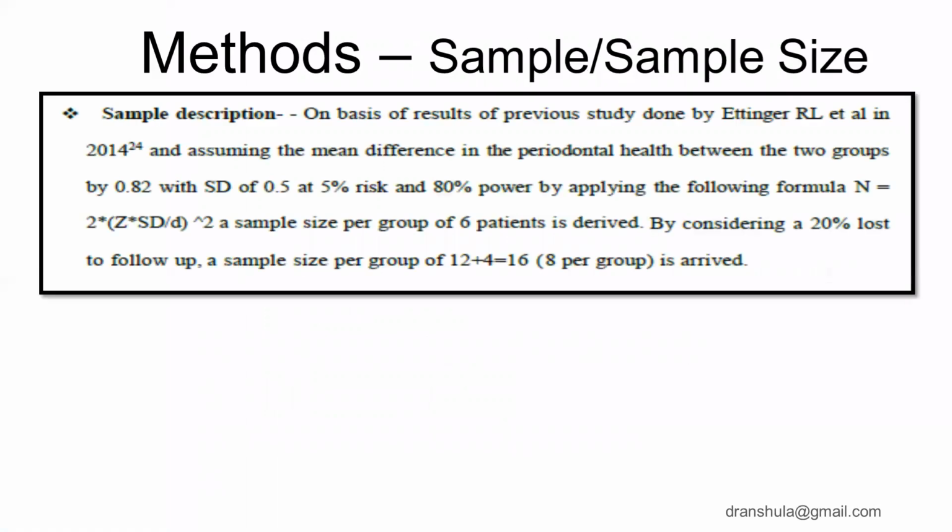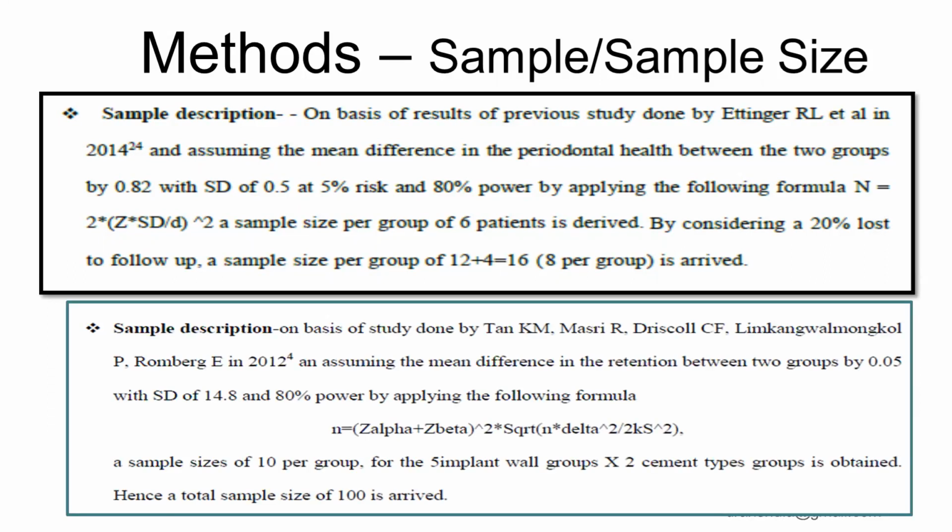Now let's start with methods. An important component which I would like to share with you all is sample determination, or sample size calculation. The sample description should be done in this manner, where you can refer to a study based on which your sample size was determined, and at what power this will be applied. The sample calculation formula should be mentioned, and based on that you can use this. This is another example of sample description which you can use based on the previous research work, which is the key article of your research, and based on that your sample size can be determined.